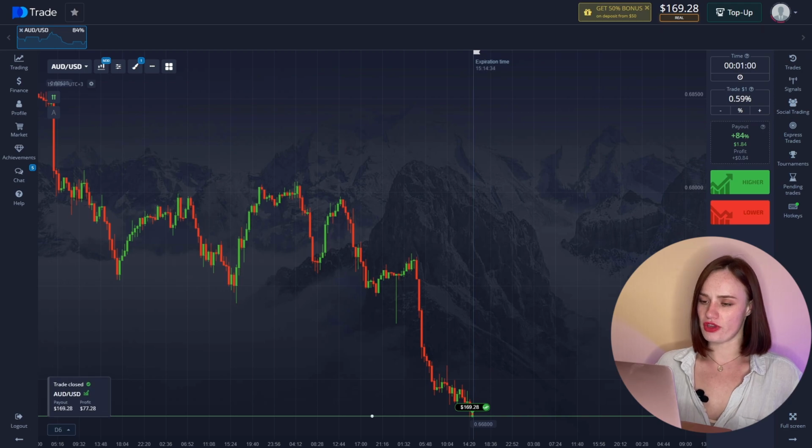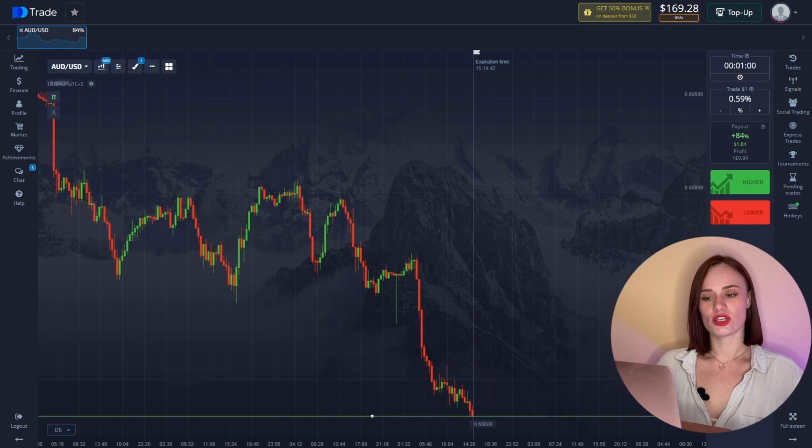And the profit from this transaction is plus $169.28. So I guess the price will continue to grow and I go into the purchase at 100%.